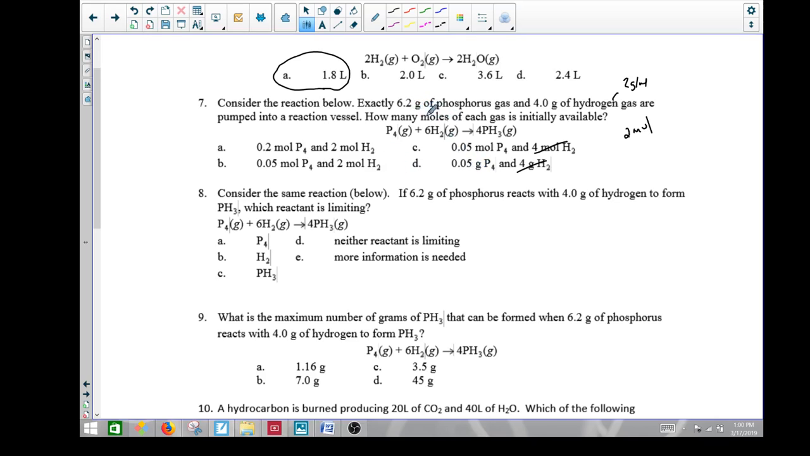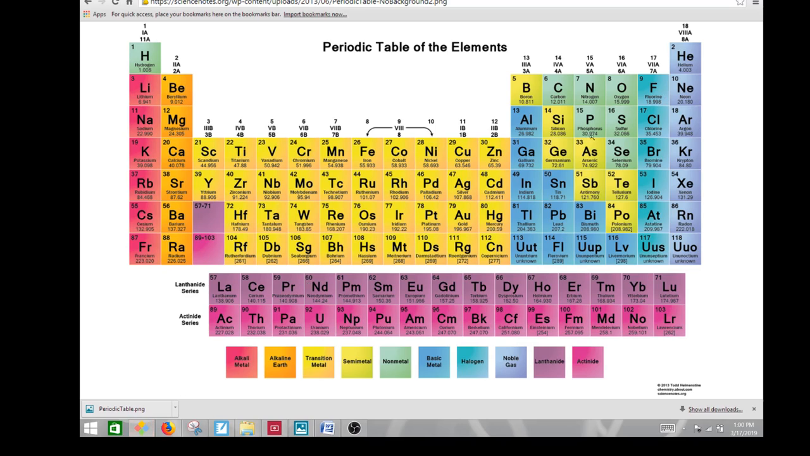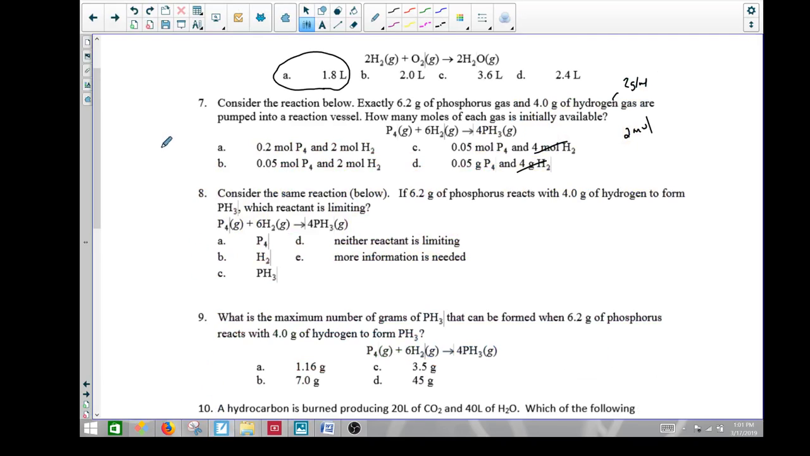All right, 6.2 grams of phosphorus gas. Okay, well, what's the molar mass of phosphorus? Let's just go check here. Phosphorus is 30.9 grams per mole, so almost 31. So in this case, 30.1 grams equals 1 mole, or 3.01 grams equals 0.1 moles. And I have 6.2, so I have double that value. So rather than 0.1, I have 0.2. That's my answer. Therefore, I would believe A to be the answer, just using proportional mathematics. Pretty important tool.